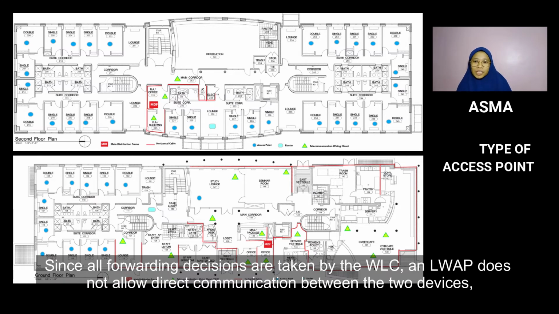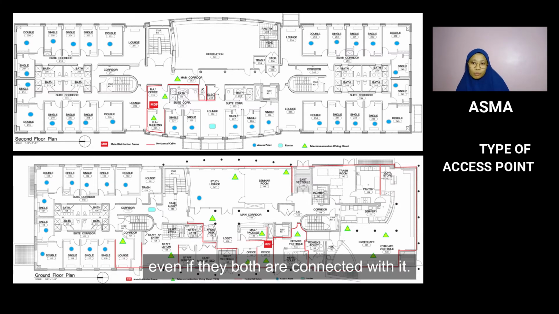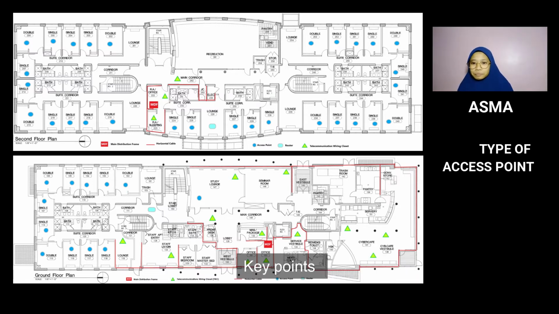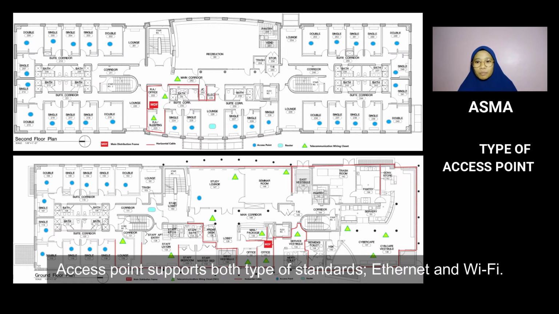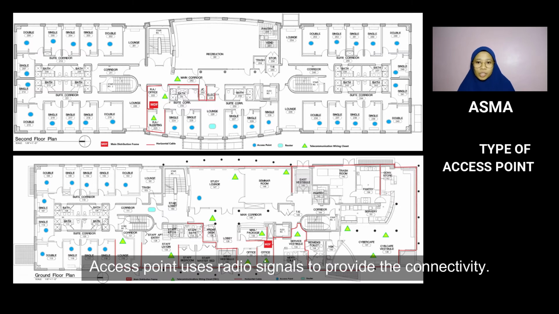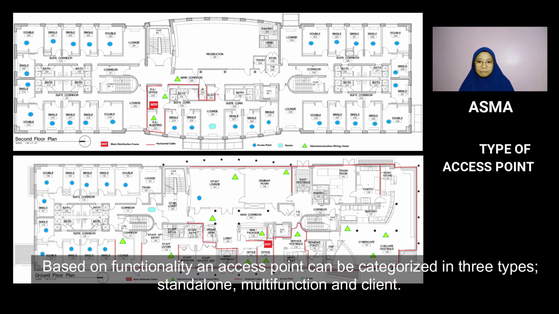Since all forwarding decisions are taken by the WLC, an LWAP does not allow direct communication between two devices, even if they both are connected to it. Key points: an access point connects multiple wireless devices together in a single wireless network. Access points support both types of standards, Ethernet and Wi-Fi. An access point uses radio signals to provide the connectivity.